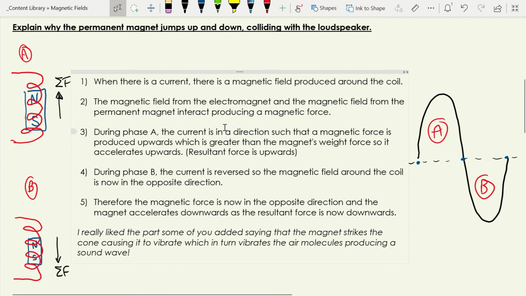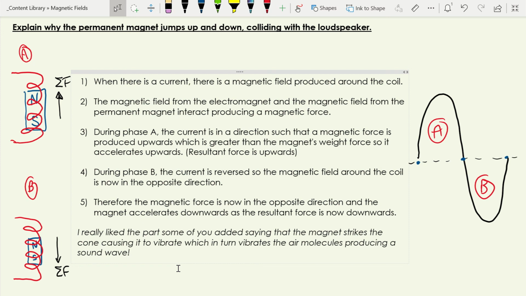During phase B, the current is reversed, so the magnetic field around the coil is now in the opposite direction. And that's why the magnetic force changes direction. So the magnetic force is now in the opposite direction, and the magnet accelerates downwards as the resultant force is now downwards there. And some people put in, which I really liked, that as the magnet strikes the cone, it causes it to vibrate, which in turn vibrates air molecules, producing a sound wave. I thought that was a really nice addition some people put in, so I thought I'd flag that up as well.